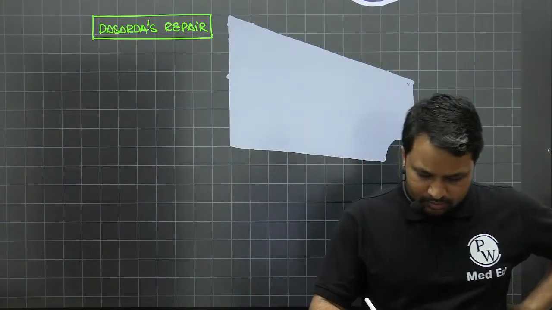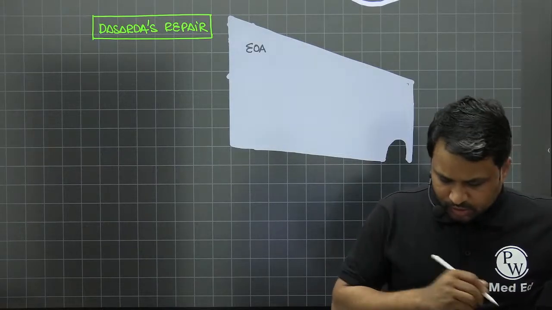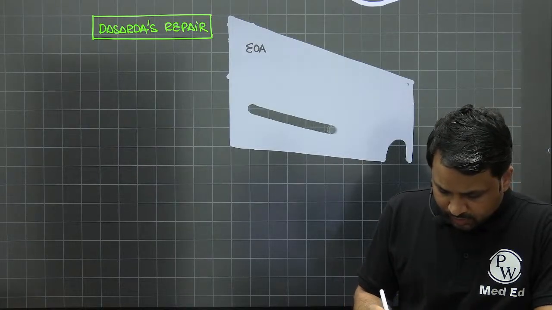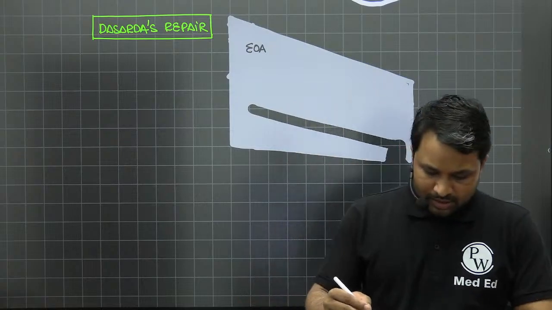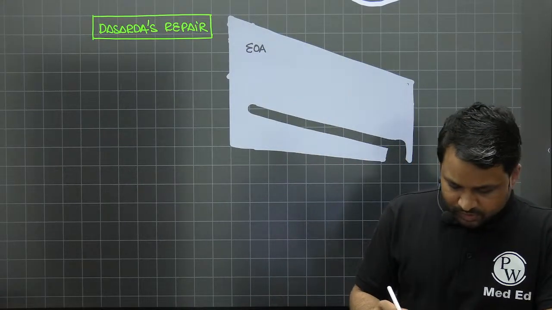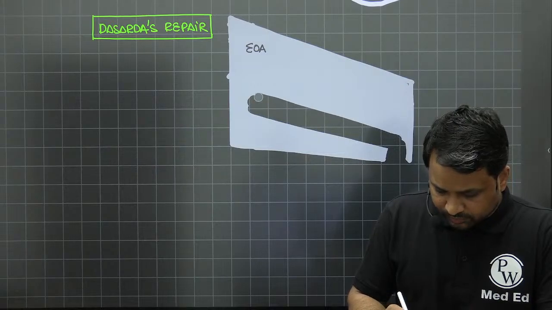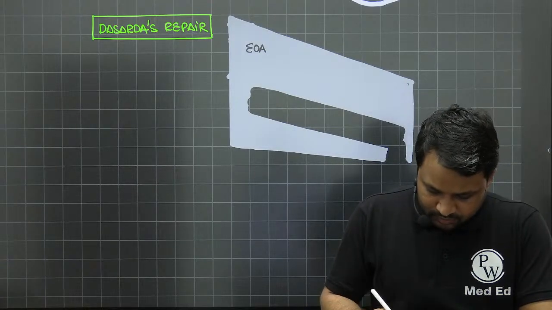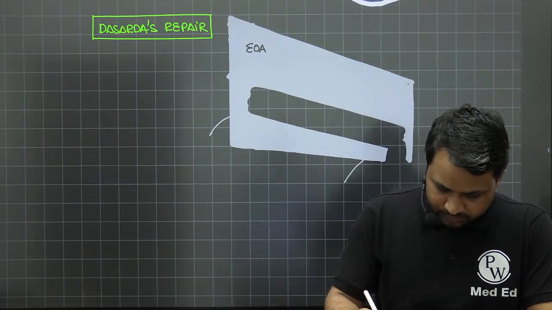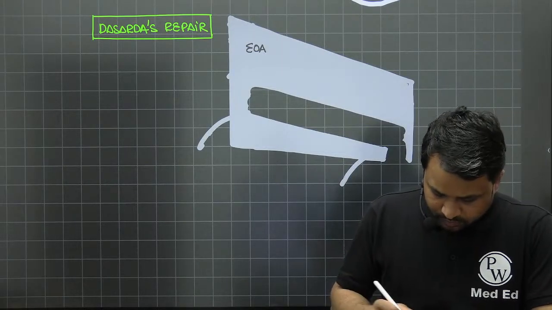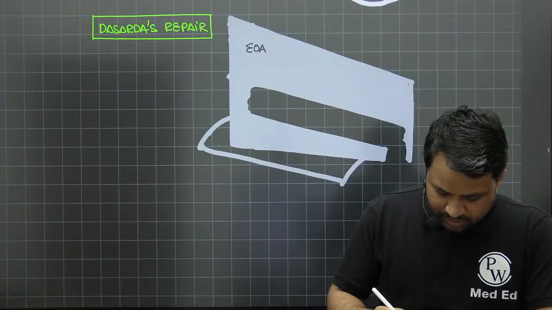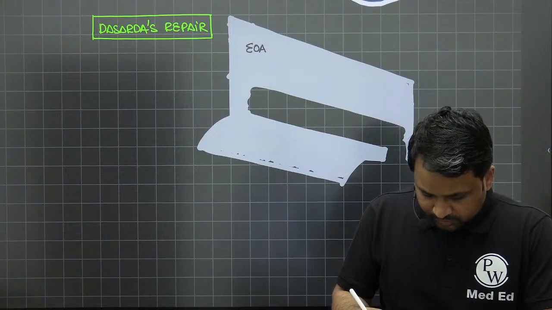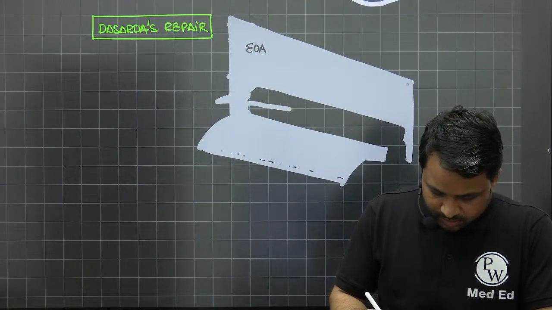This is your external oblique. So what we did is, in the external oblique aponeurosis, Desarda said, let's open it up. Once you open it up, you now have the upper leaf and you have the lower leaf. This is the lower leaf that you have, and this you just hold down. This is the lower leaf, and this is your upper leaf.